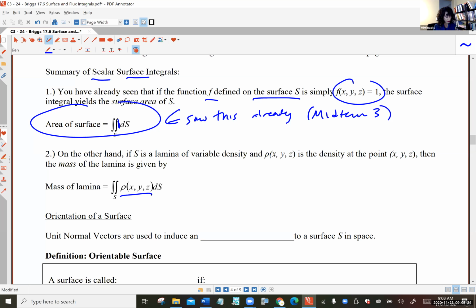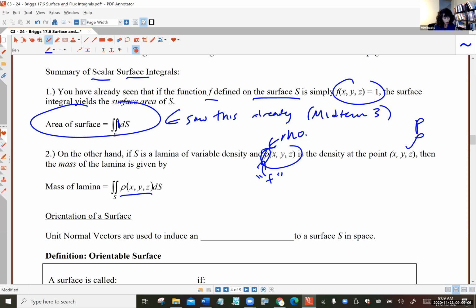Typically, the application would be mass. So if you use a rho, and this rho is a Greek letter, it's the same rho that you saw in spherical, but it doesn't mean anything to do with spherical. A lot of textbooks use it. This is not the letter P. Please do not call it a P. It's a rho. How do you tell the difference? Well, a P looks like this and a rho looks like that. Okay, know the difference.